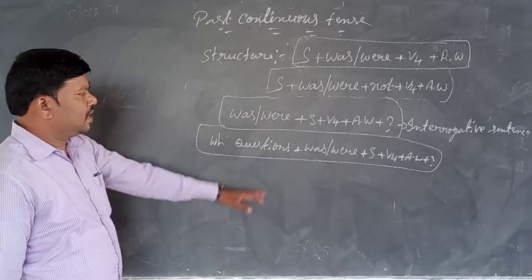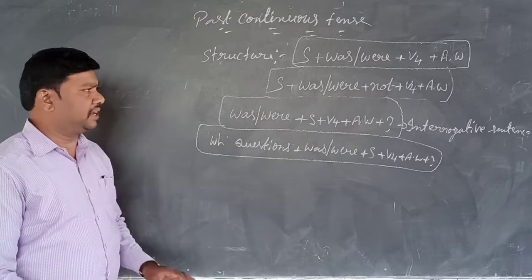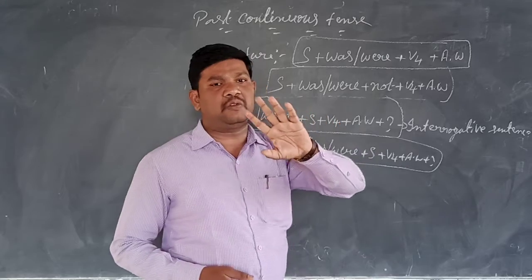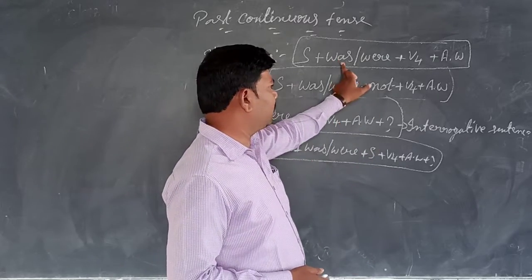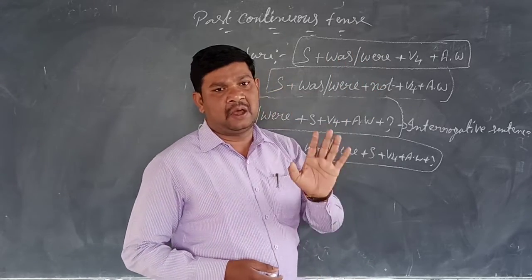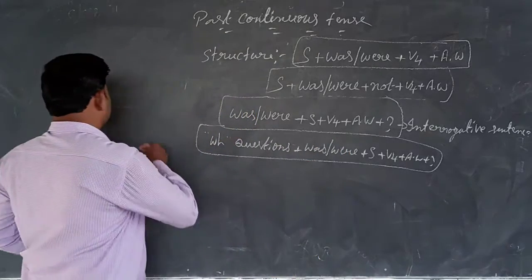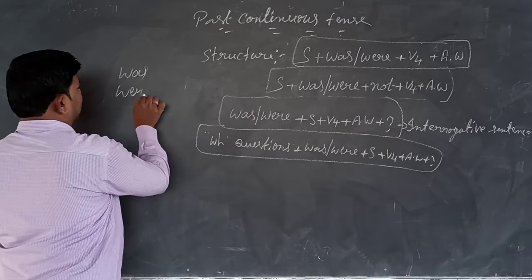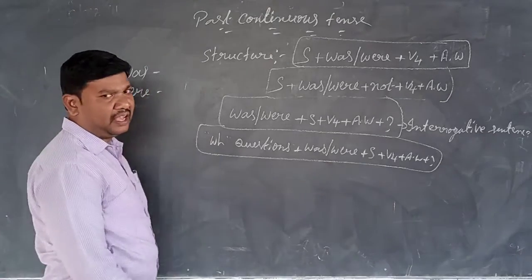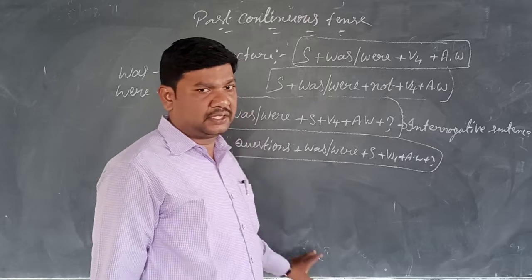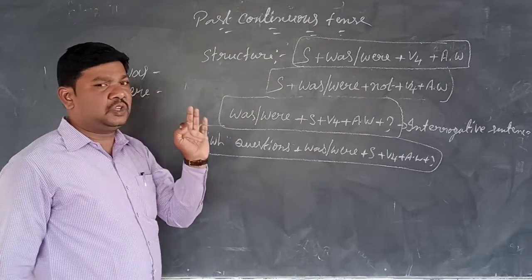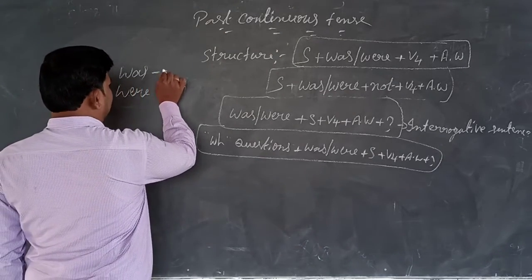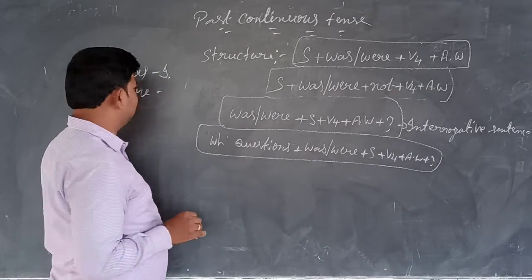So here, if you observe the positive sentence that I wrote on the board: first subject, then was or were. Two helping verbs are there. These two helping verbs, was and were, both indicate past tense. So you get a doubt: when do we use was or were? Both depend on the subject. Was is used only for the singular subjects. What are the singular subjects? Here, I is a singular subject.